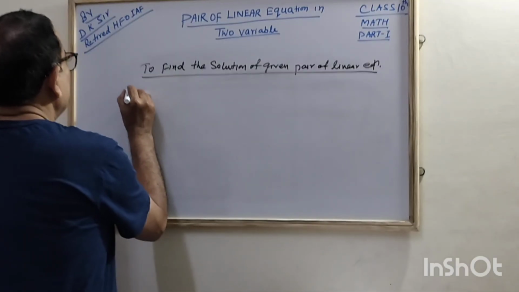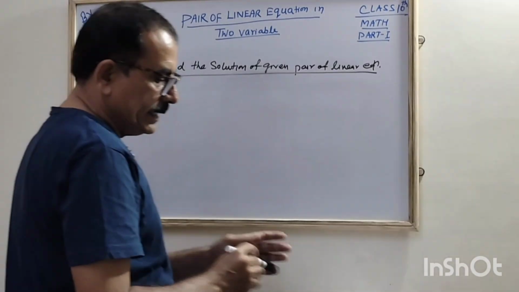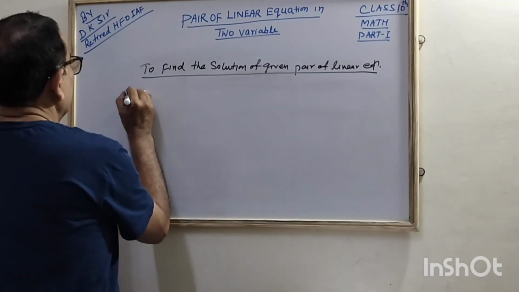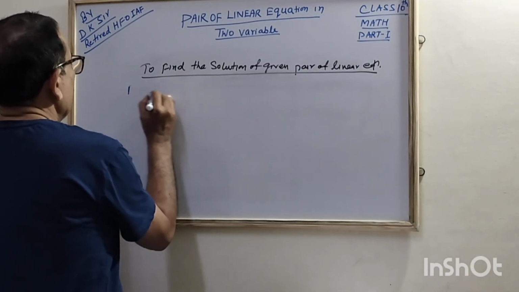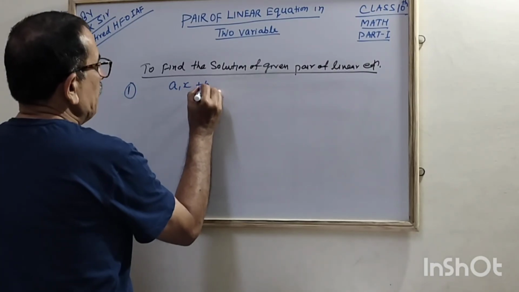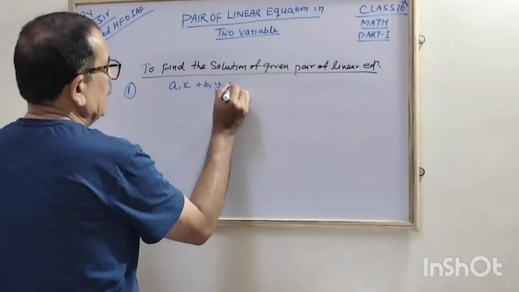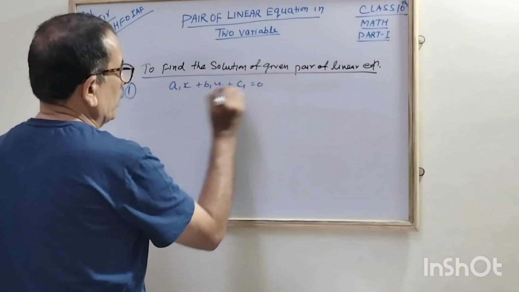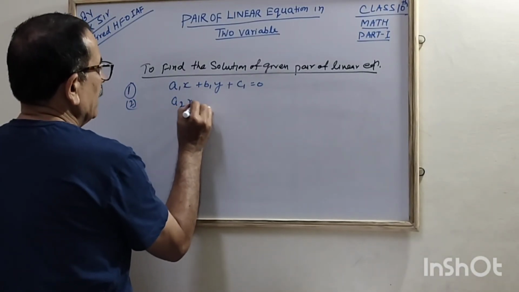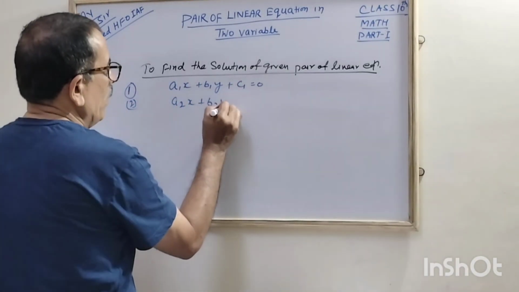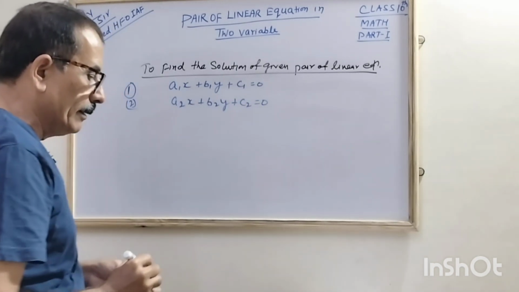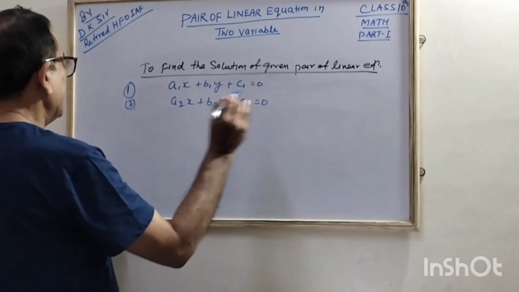Now we will first reverse it. We know the standard formula of both that we have seen. The first was a1x plus b1y plus c1 is equal to 0. The second equation was a2x plus b2y plus c2 is equal to 0. Correct? In that, the first case we will understand.